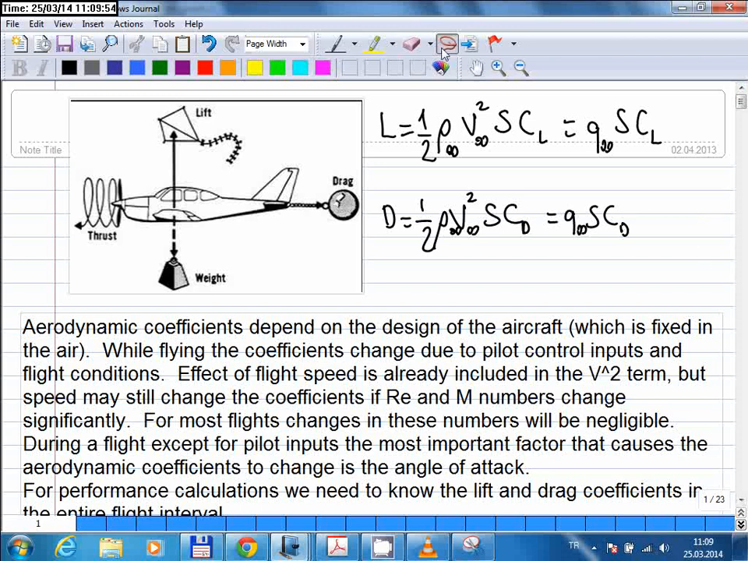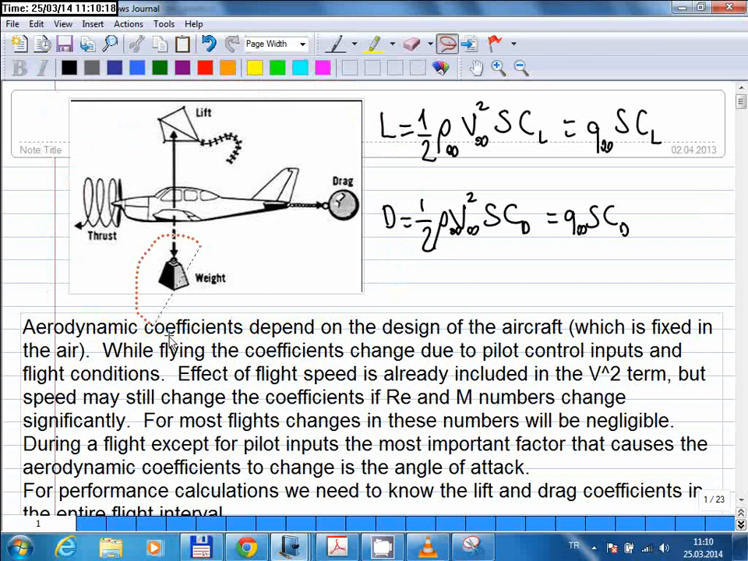So this is what I showed at the very beginning. These are the four forces of flight. And to calculate the performance, we need to know about these forces. In the majority of this course, we will be considering these four forces. To be able to make performance calculations, we need to know all these forces, right?